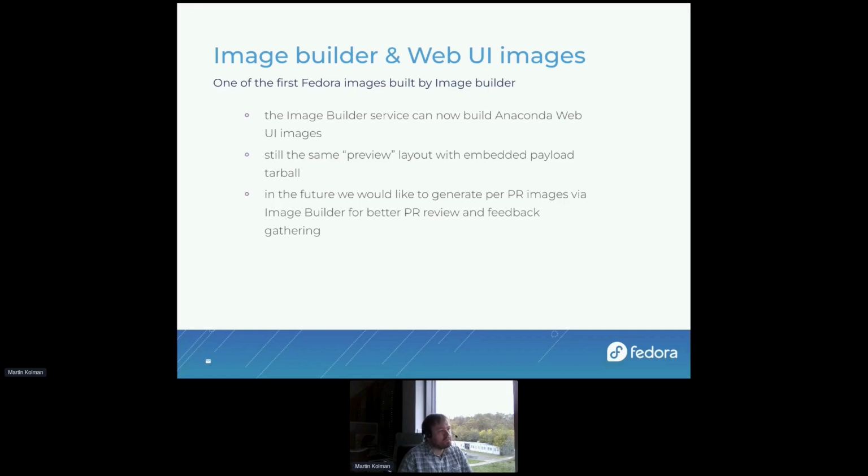But the idea is that for the beginning, we would like to have the image builder service create the Anaconda Web UI images, and later on, hopefully, also do dynamic image generation, because with all the UX changes and comparing mockups with the implementation and stuff like that, it really seems necessary to be able to create images per pull request, so that contributors can see their changes live easily, and UX designers can see their mockups being implemented almost in real time when people post pull requests with the implementation. So we would like to also use Image Builder for this in the future as well.